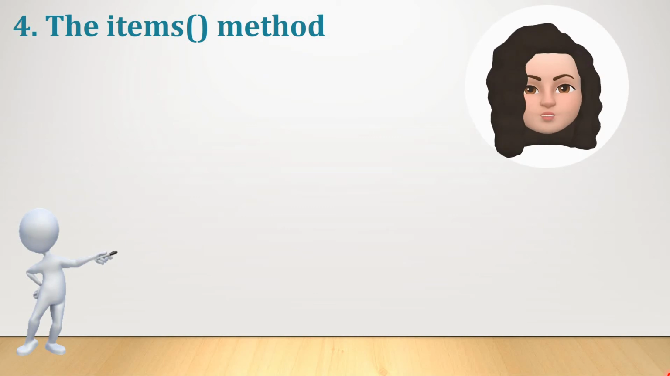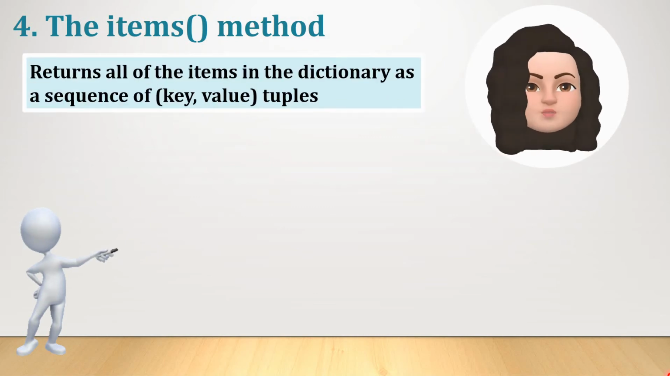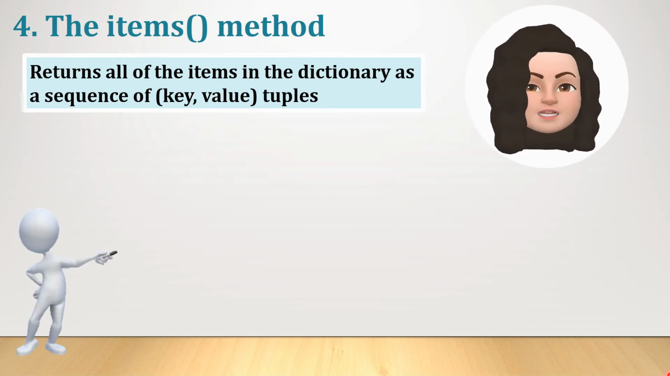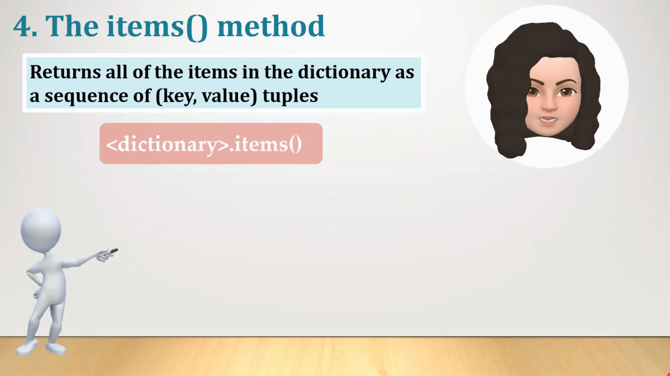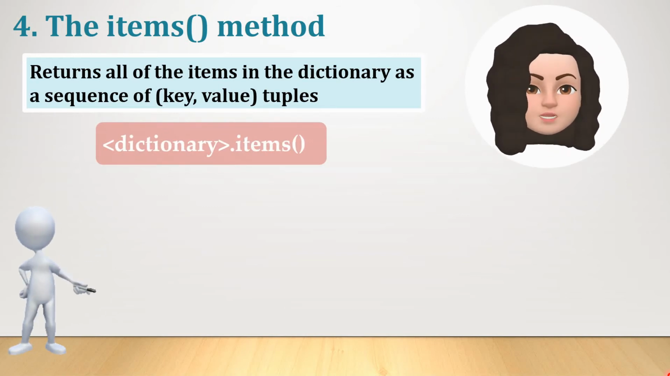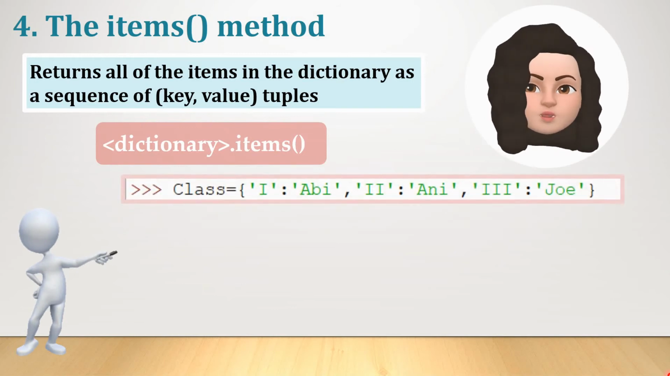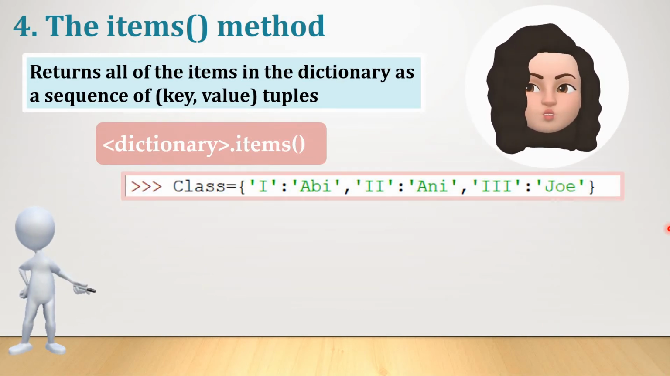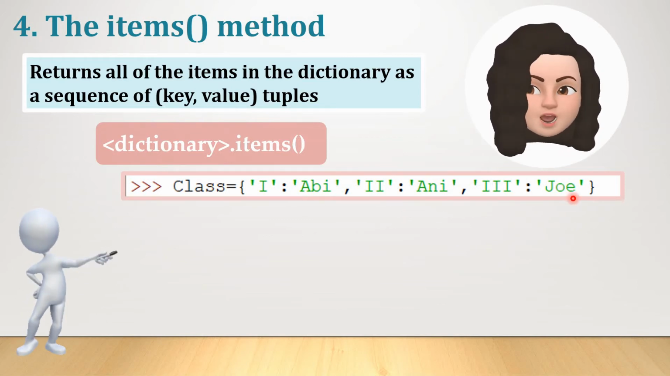The items method will return the items of the dictionary in tuple format, as a sequence of key value tuples. The syntax is name of the dictionary dot items. Look at this example. Let's create a dictionary: class = {1: Abby, 2: Annie, 3: Joe}. So the keys are 1, 2 and 3. Values are Abby, Annie and Joe.